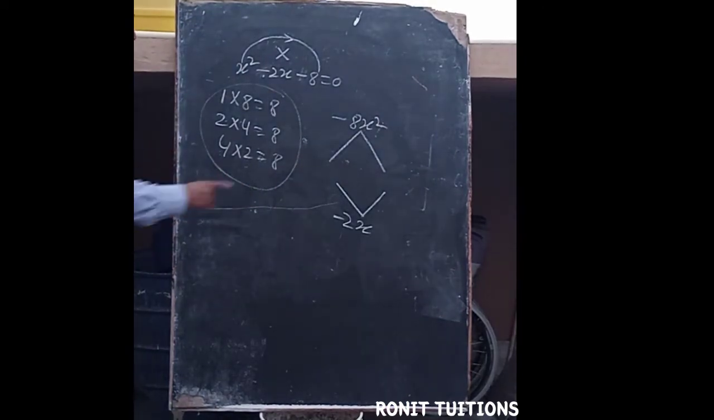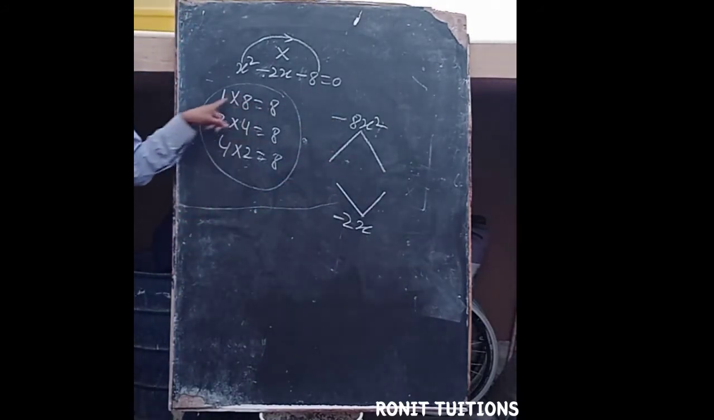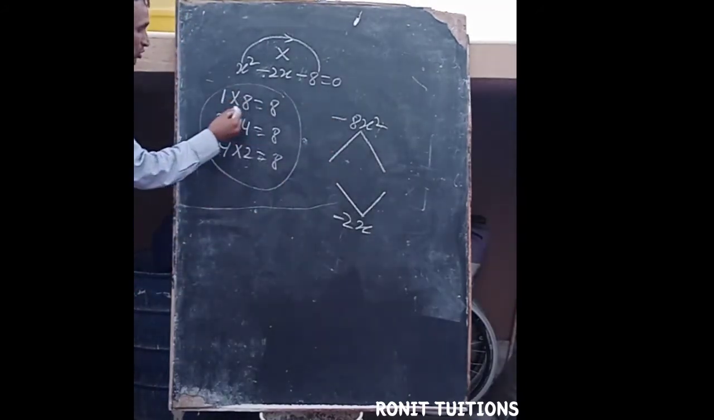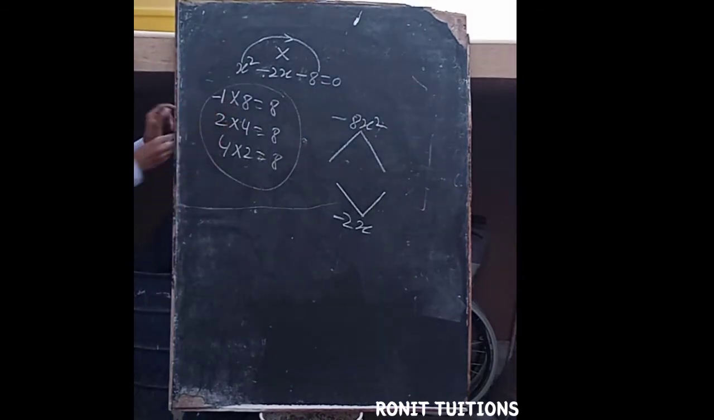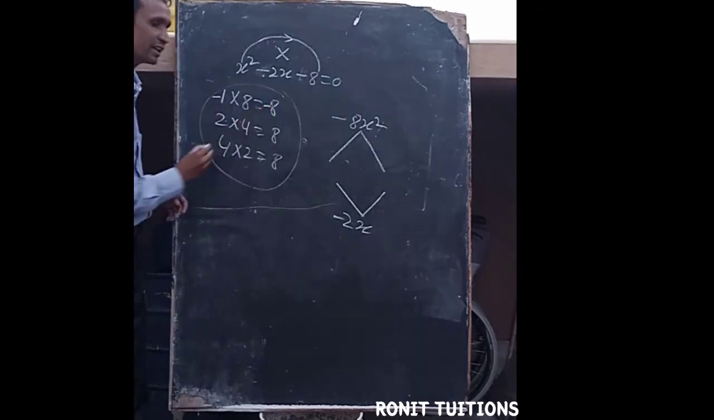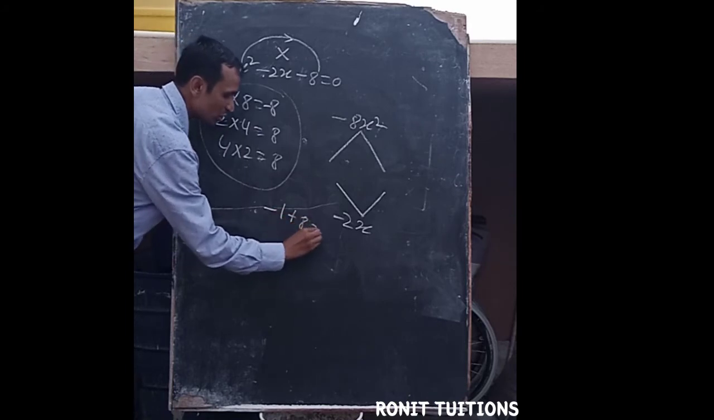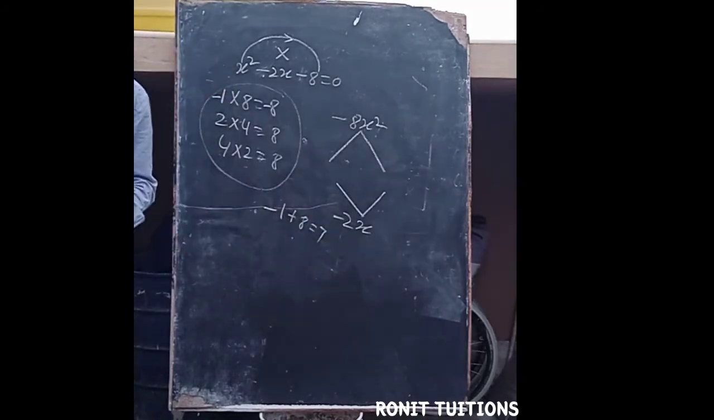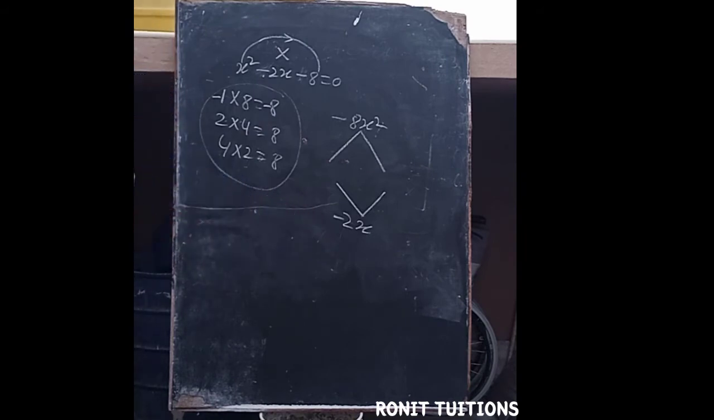Suppose at first I put a minus here. Any number will be minus. Suppose I write minus 1 here and 8: 8 minus 1 becomes 7. If we add minus 1 plus 8 we get 7, but we do not get this one, so this answer is wrong. Suppose I keep minus 2 here and minus 8 here.